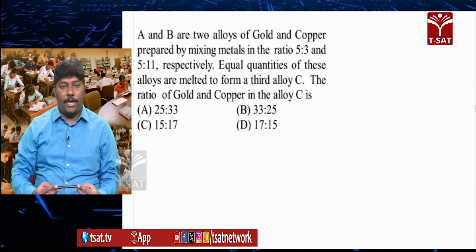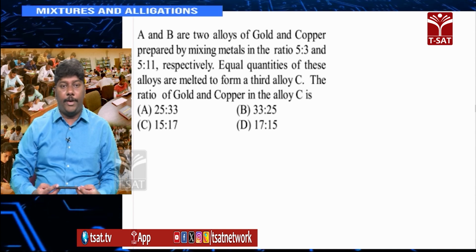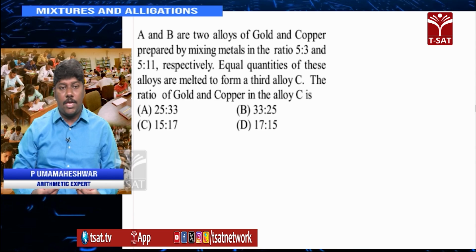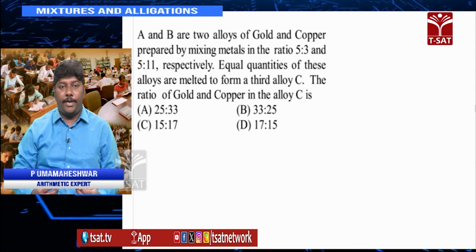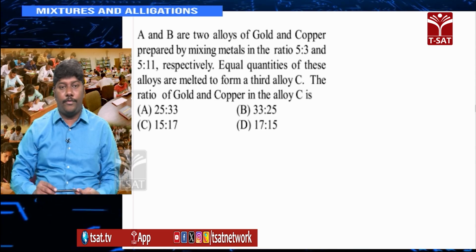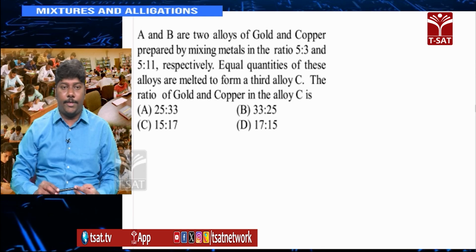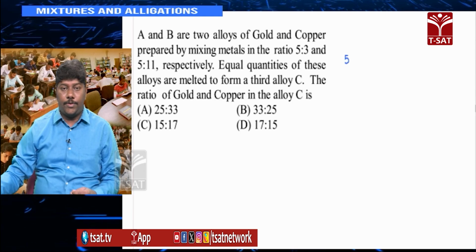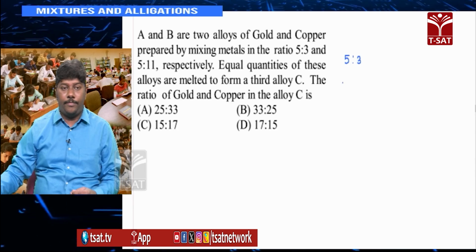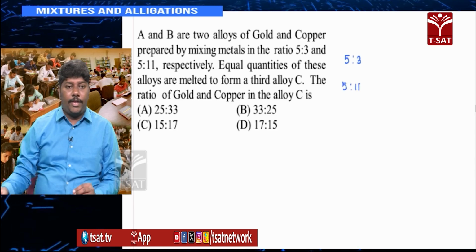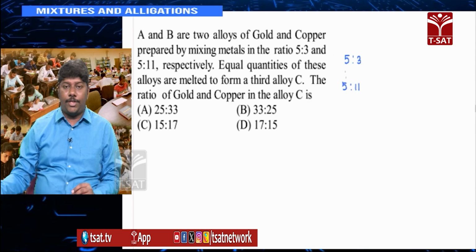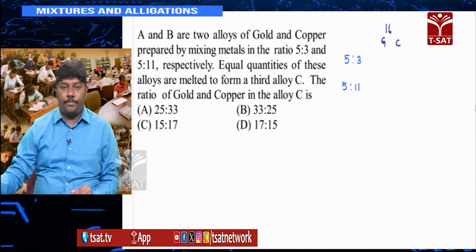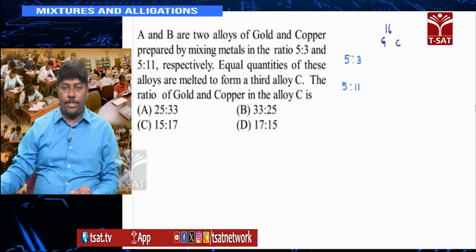Next one, A and B are two alloys of gold and copper prepared by mixing metals in the ratio of 5:3 and 5:11 respectively. Equal quantities of these alloys are melted to form a third alloy C. What is the ratio of gold and copper in the third alloy C? So here when they say equal quantities, this is also a kind of mixture. We have seen a lot of problems based on this. You take any number which is a multiple of 8 and 16. Take 16, how much gold and how much copper? 8 parts is 16, means each part is 2.